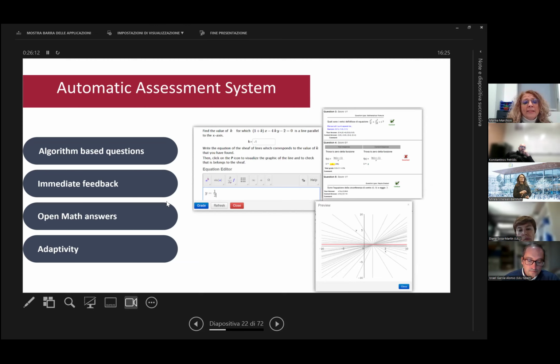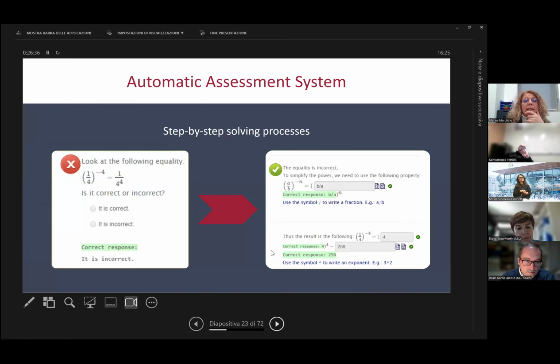It means to have a system that gives immediate feedback to the students. It means that there is a mathematical engine behind, so it can recognize the answers independently from the infinite equivalent ways in which I can write a formula. And this is very, very important.